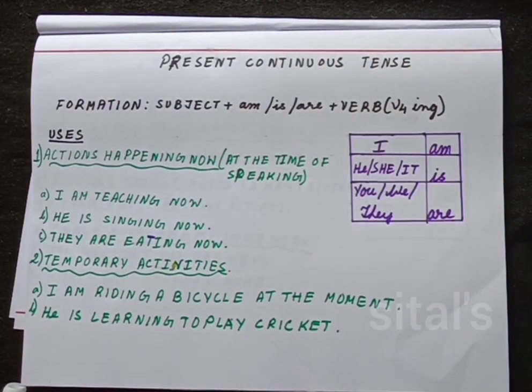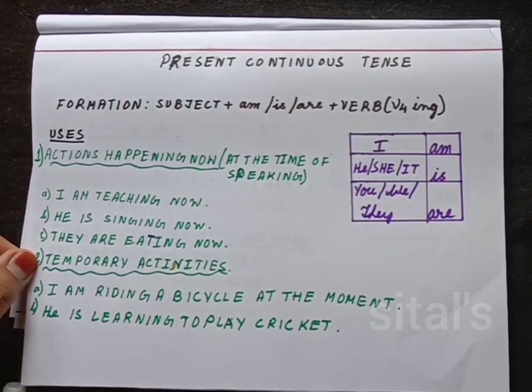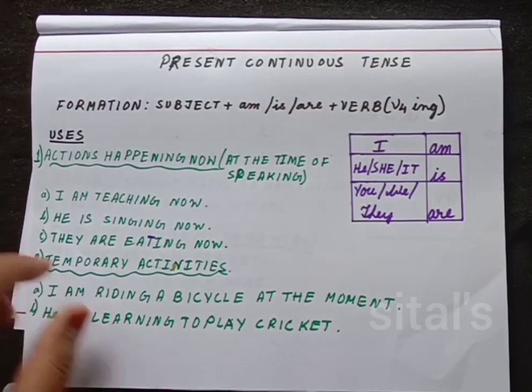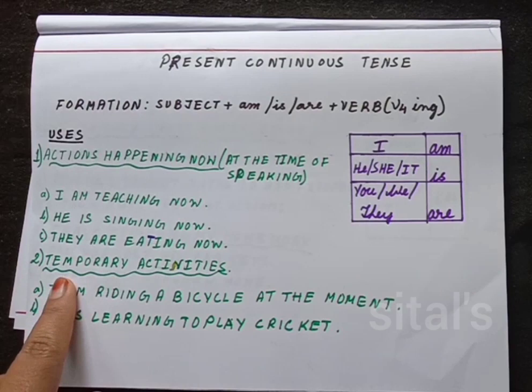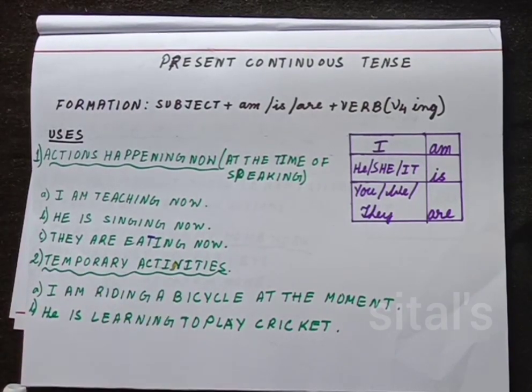Okay, and we use the present continuous tense also for temporary activities. Am I clear? What do you mean by temporary activities? Temporary activities are those activities which we do for a short period of time, or maybe it is an action that we are doing in our life but not right now.